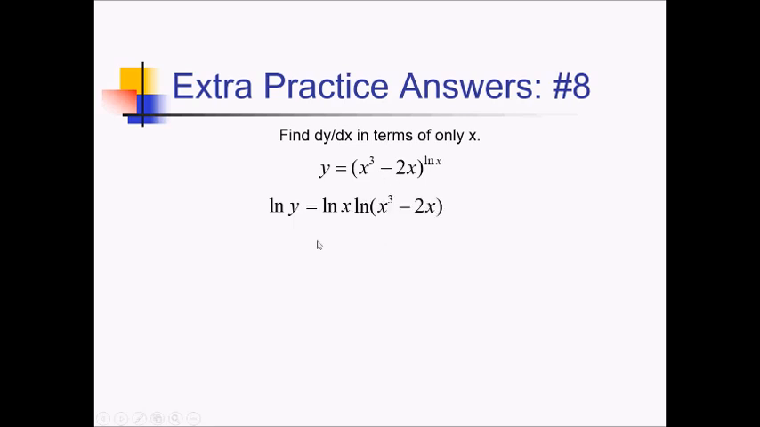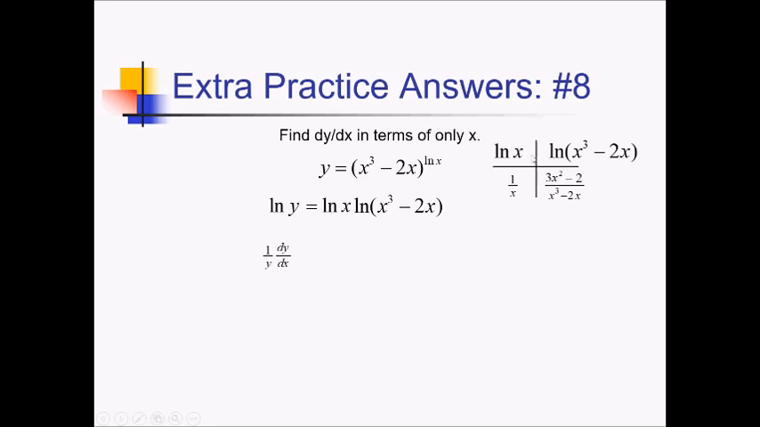So going left to right, implicitly differentiating, I've got 1 over y times dy over dx equals, now I have to use the product rule. So I have ln of x and ln of x cubed minus 2x. Derivatives, we've got 1 over x, and this is a chain rule. We've got the ln of something, derivative of that is 1 over the something, so 1 over x cubed minus 2x, times the derivative of the inner function, which is going to be 3x squared minus 2.